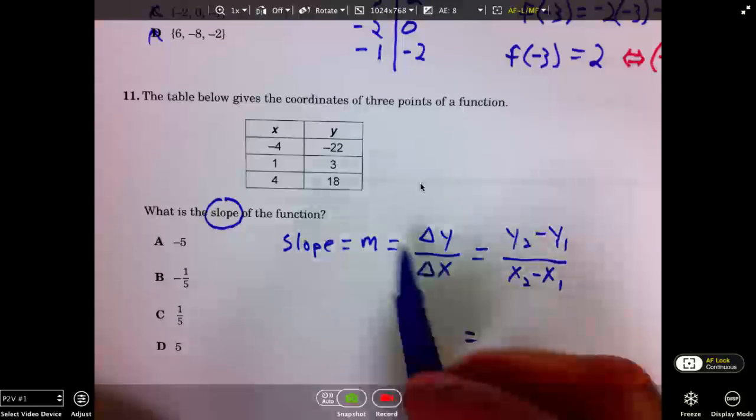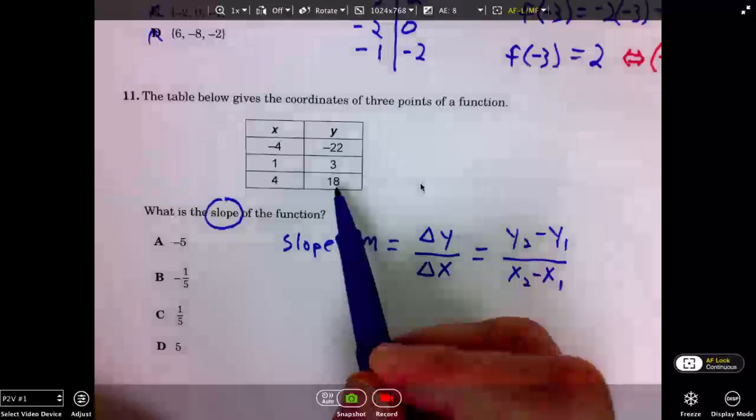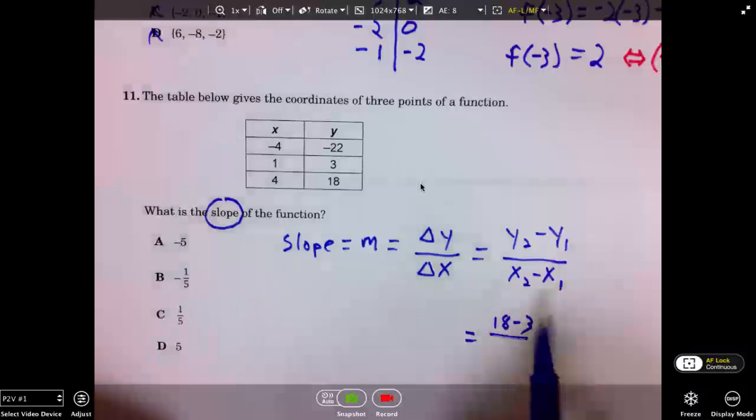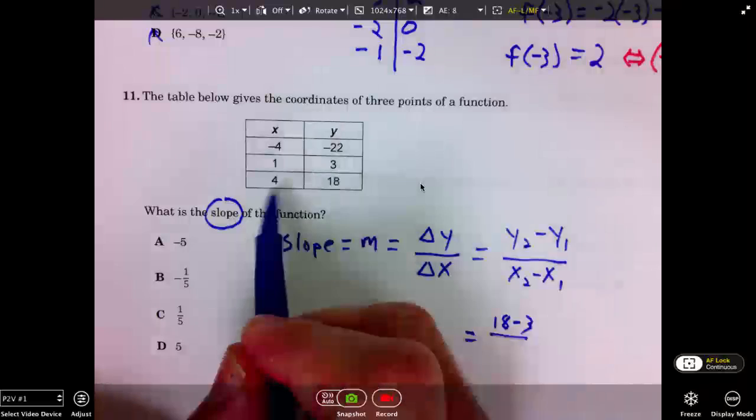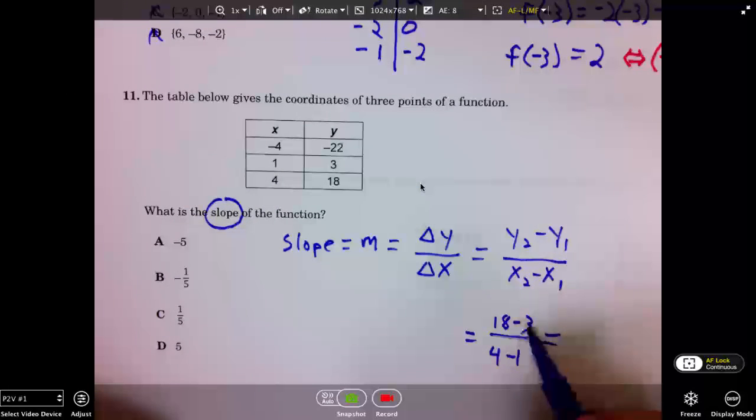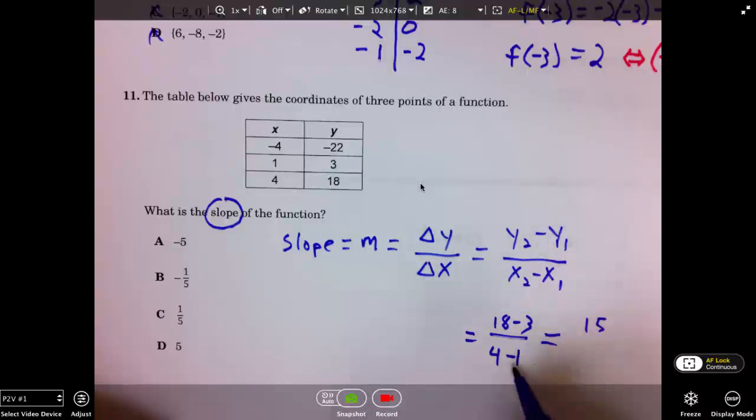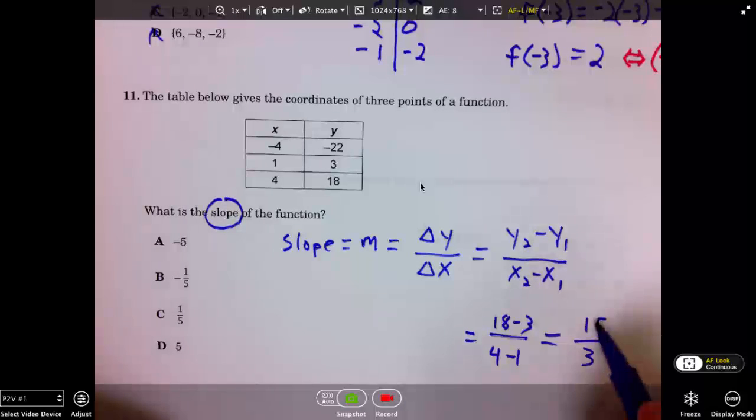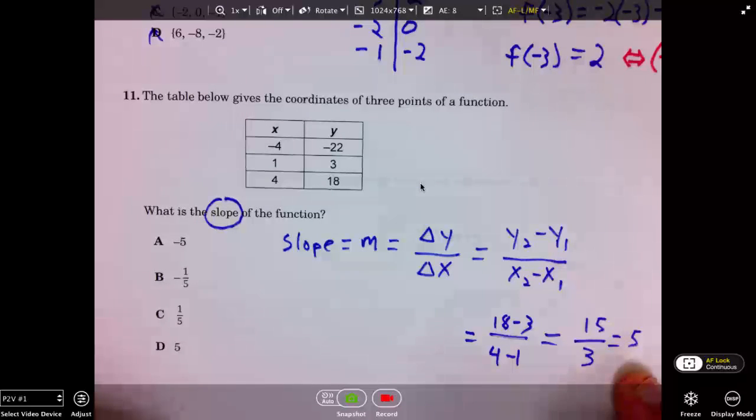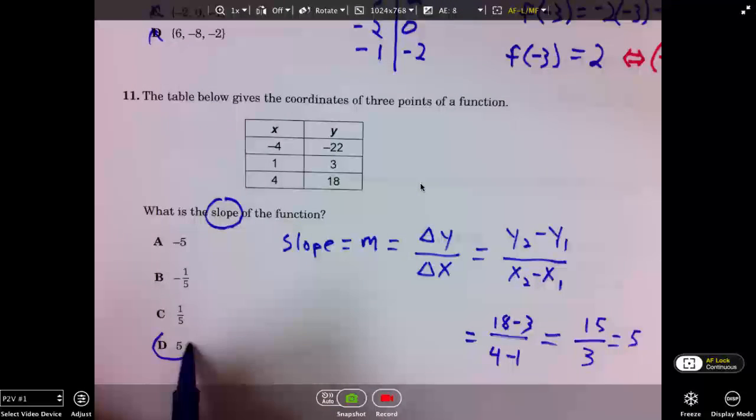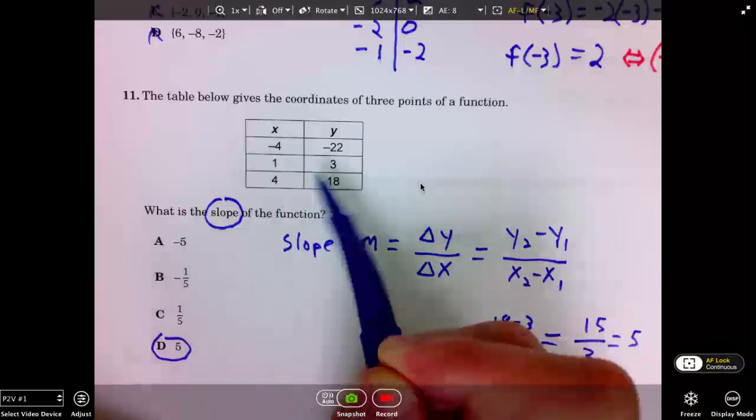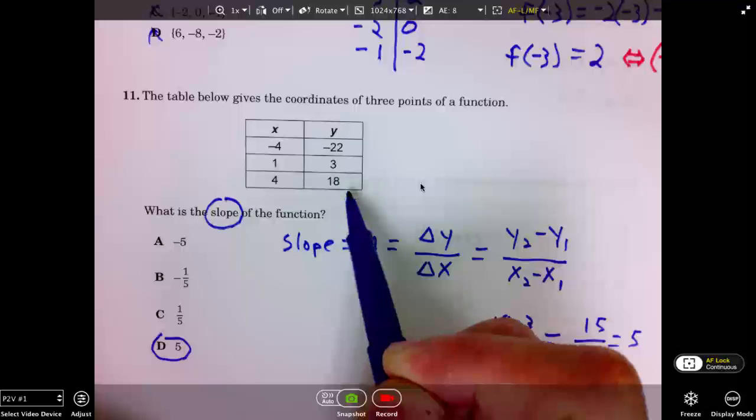So, subtract some y's. I will do 18 minus 3. 18 minus 3 in the numerator. Subtract some x's. Since I did 18 minus 3, I should do 4 minus 1. 4 minus 1. 18 minus 3 is 15. 4 minus 1 is 3. We have 15 divided by 3. That is 5. The slope in this case is 5. It's a positive. Positive means as x increases, so does y.